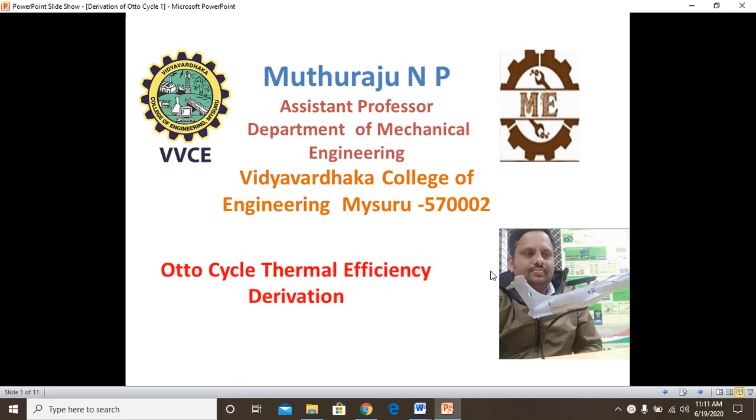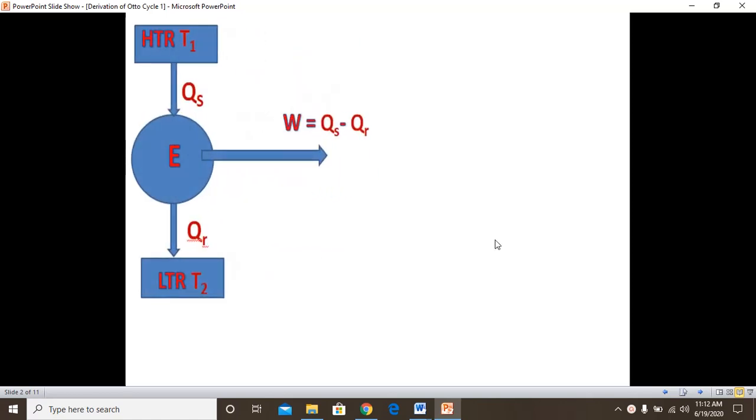I will explain the Otto cycle thermal efficiency derivation. Before the derivation, please all of you keep a notebook and a pen ready, then only you can understand this. Simply, you can't understand anything otherwise. Next, let me start this derivation with the engine and efficiency.